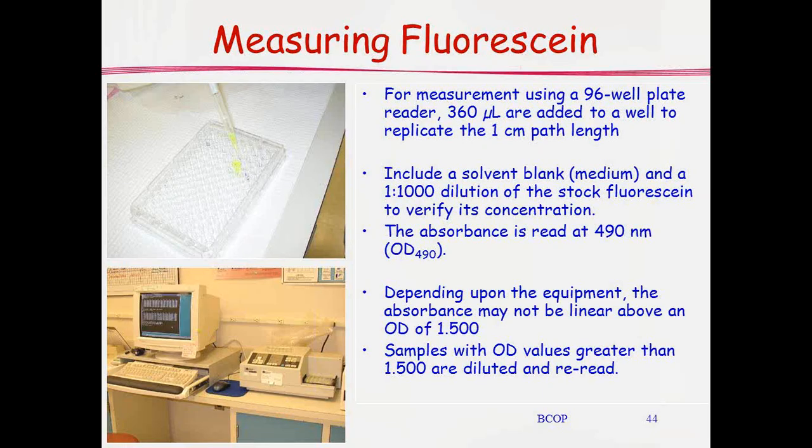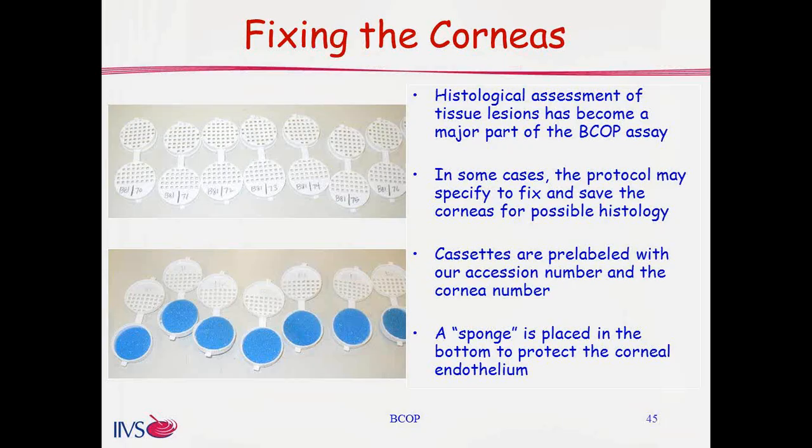Depending on the equipment that you utilize, the linearity of the plate reader may be limited, and we have found that with our equipment, we have a linearity up to 1.5 optical density units. It's critical that each laboratory that conducts this work verify, using a fluorescein solution series, what their linear range is for their equipment. Any samples that are greater than 1.5 optical density values need to be diluted and reread, and that dilution factor then applied to the final calculations.